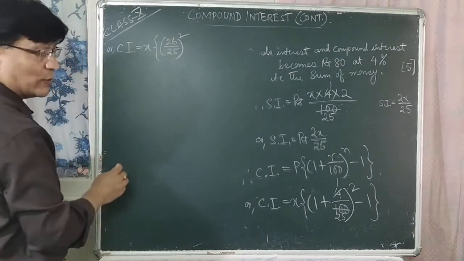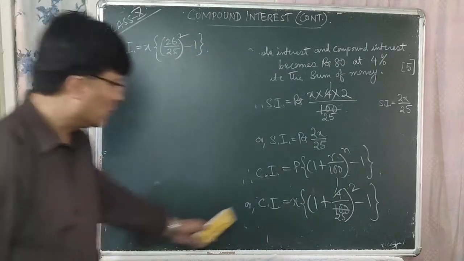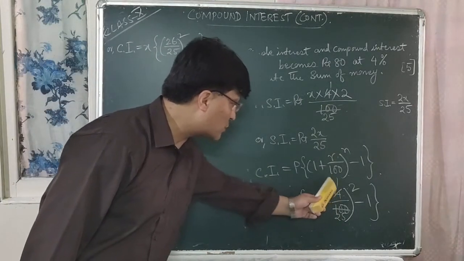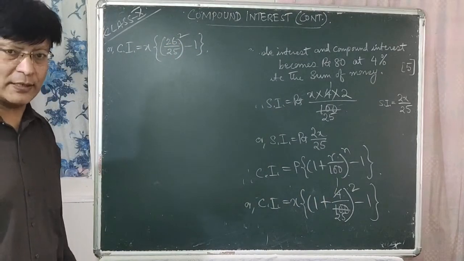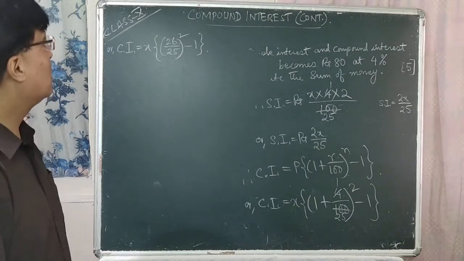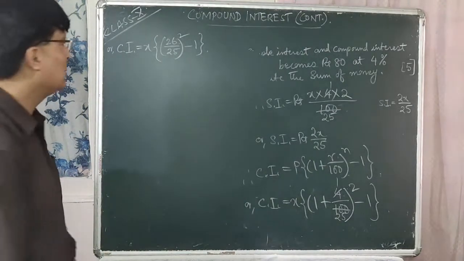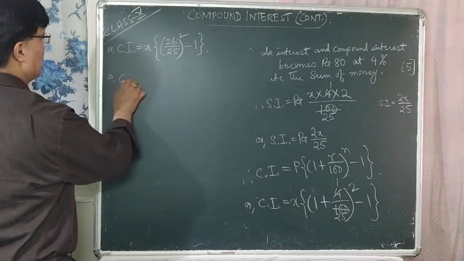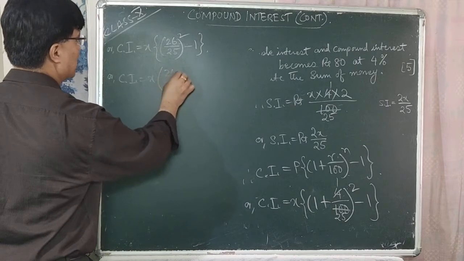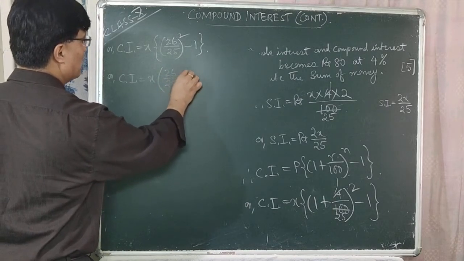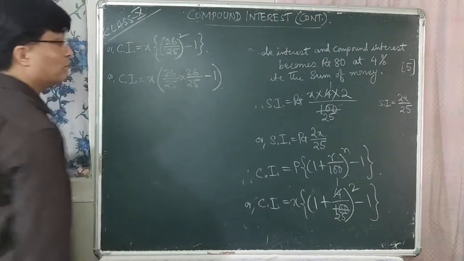This is your whole square. Then you can write minus 1. So 25 ones are 25 plus 1 is your 26. That is 26 by 25 whole square, then minus 1. Okay, so CI is equal to x within bracket, this is actually 26 by 25 into 26 by 25. Then what do we write? Minus 1.